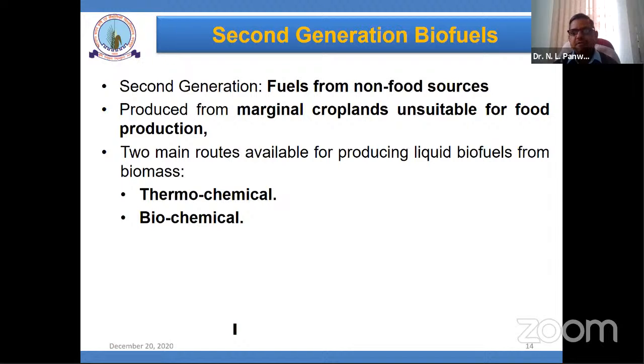So jatropha plants can be grown on barren land or where no pasture is available. Then we get non-edible seed, and we can convert it into fuel through either a thermochemical or biochemical conversion process. So simply, first generation is from food crops, and second generation is from non-food crops.